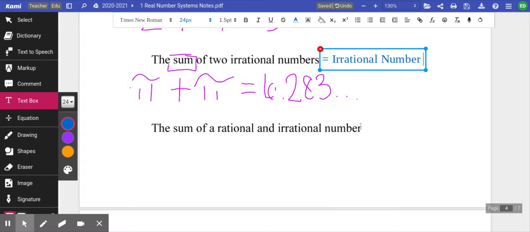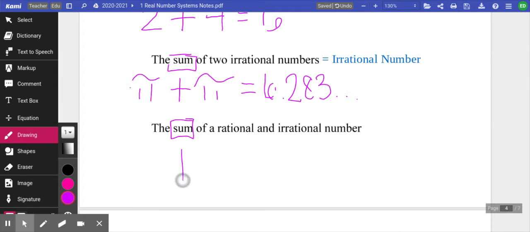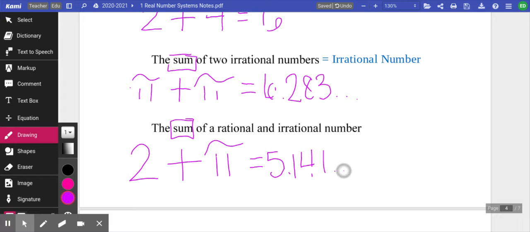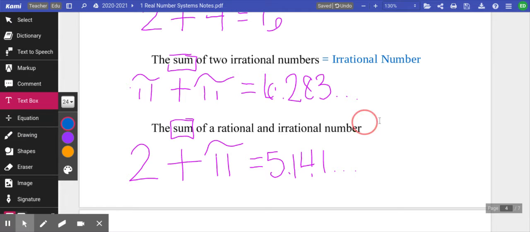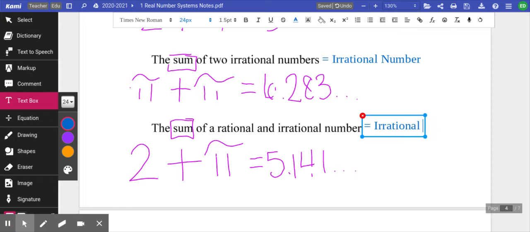Okay, and we're going to try this again with the sum of a rational number and an irrational number. Again, sum means add. If I take the number 2 and I add pi, I'm just picking easy irrational numbers. 2 is rational, pi is irrational. If I add them together, 2 plus pi, I get 5.141, and it goes on forever. It doesn't repeat. Because it doesn't stop and it doesn't repeat, I'm always going to get an irrational answer.